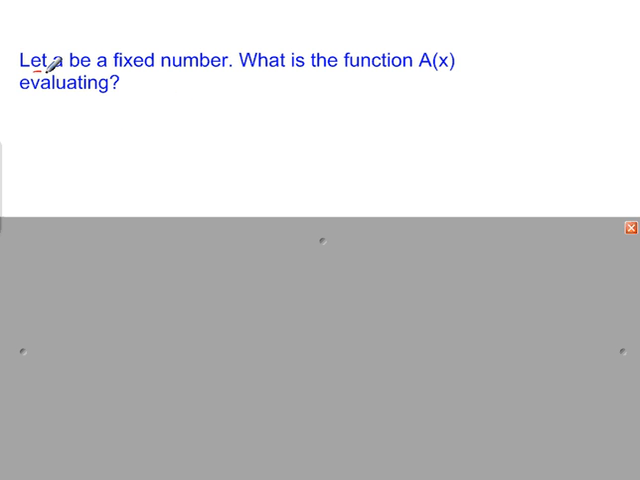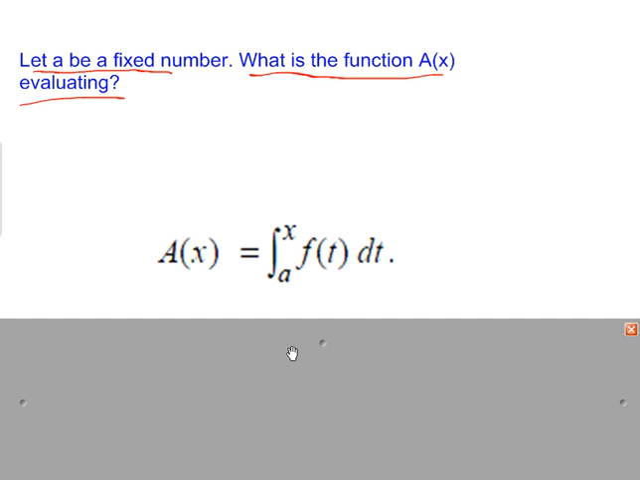So let's suppose that a is a fixed number. Try to write down in a sentence, and I want you to actually do this, what is the function A of x evaluating?